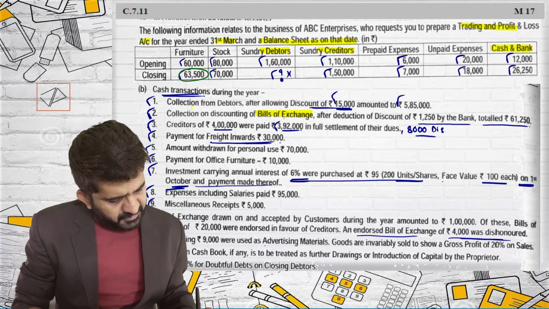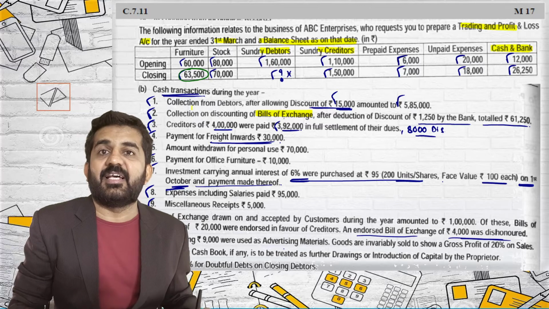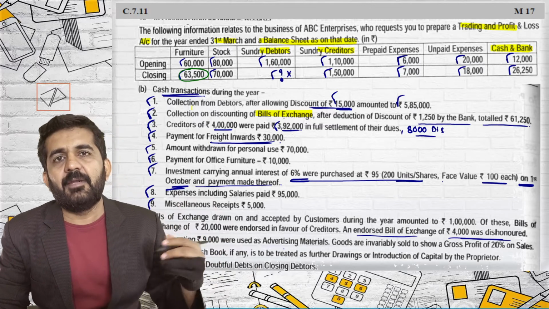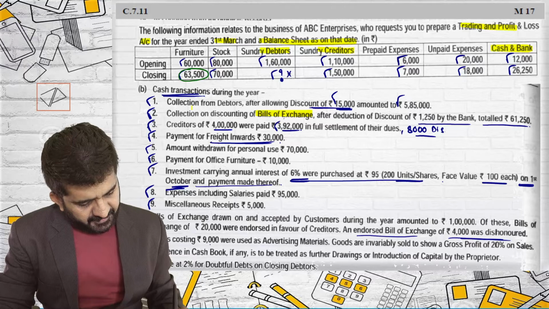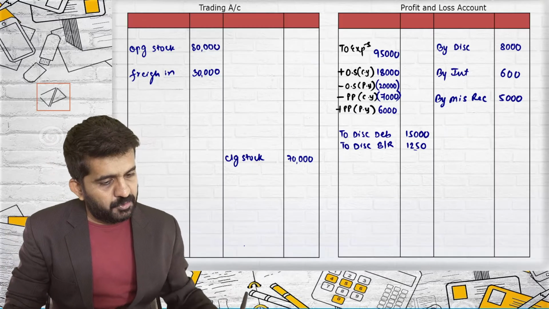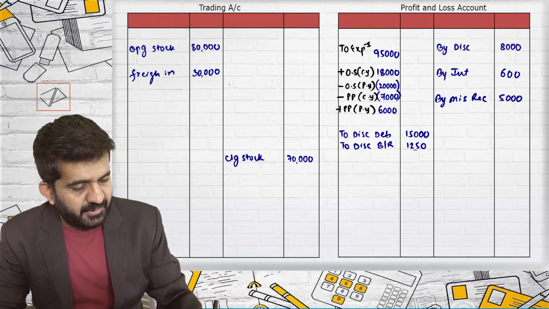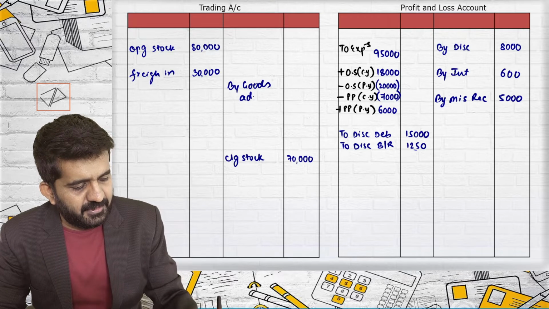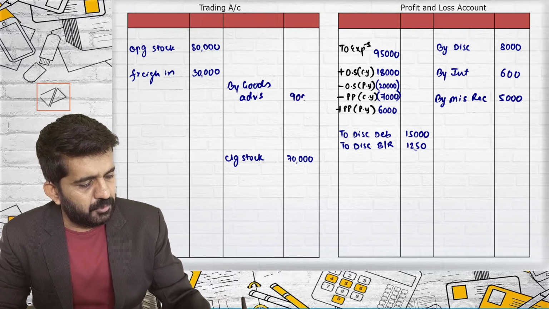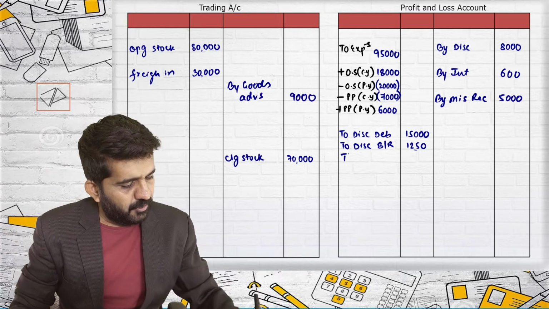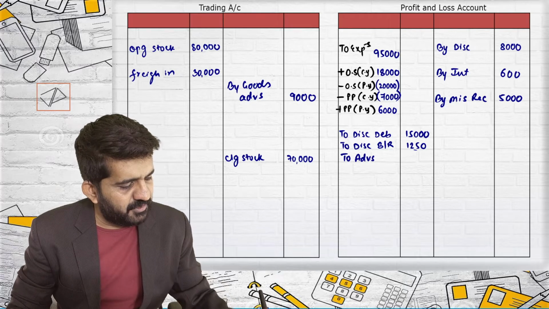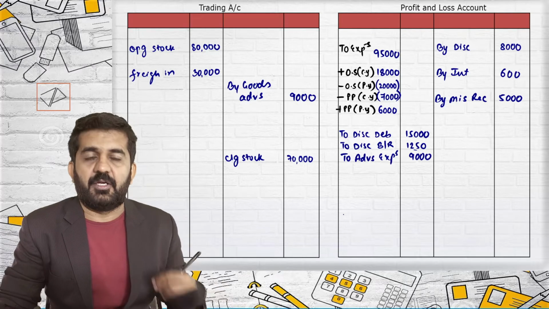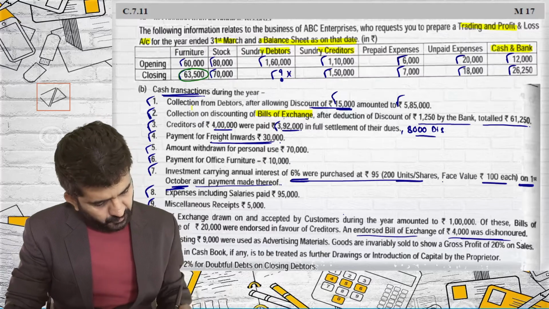Goods costing rupees 9,000 were used as advertising material. Trading account credit side because stock is reducing, and P&L account debit side because it is your advertising expenditure. Trading account credit side by goods for advertisement 9,000. P&L account debit side to advertisement expense 9,000.